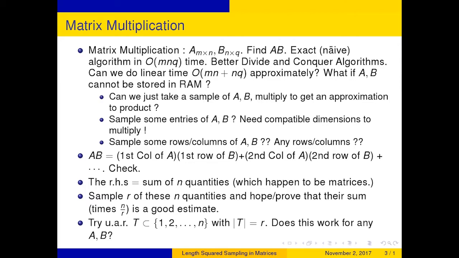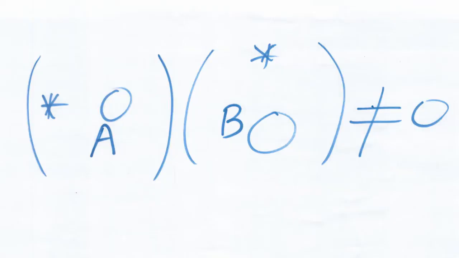So if A looks like a non-zero column here and all zeros there, and B looks like a non-zero row here and all zeros there, then AB is not the zero matrix, because this outer product gives you something. But if r is not as high as n, you would almost never see this column. The probability is only 1 over n, and unless you pick n samples, you won't see that column. Uniformly at random, you're sunk.